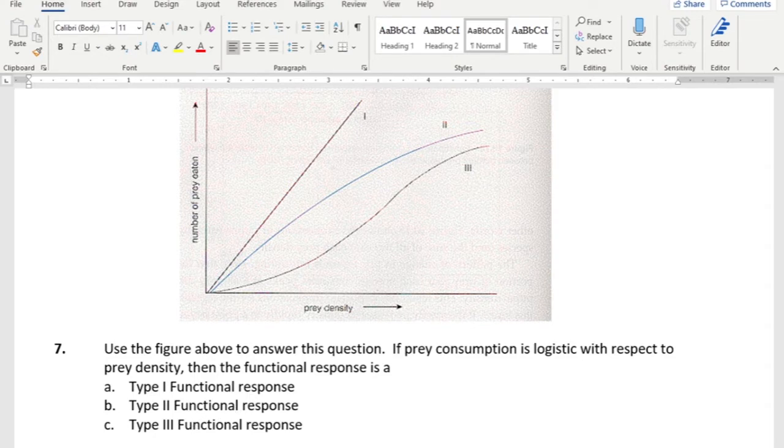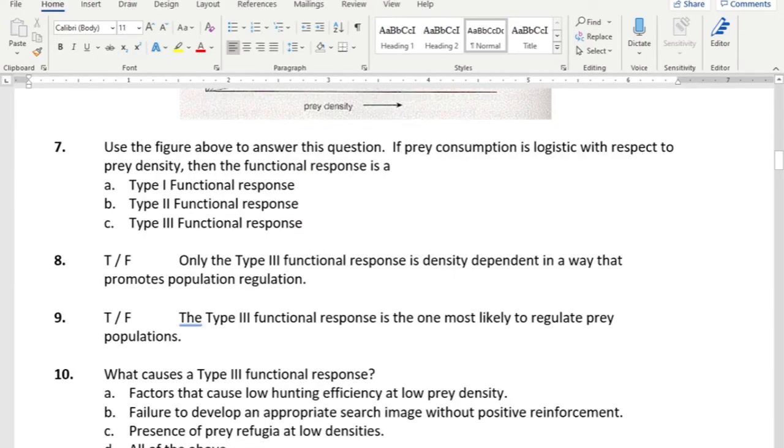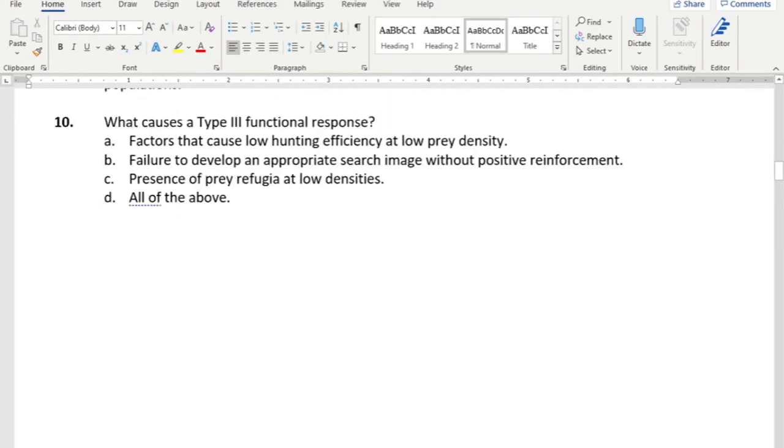The correct answer for 9, the type 3 functional response is the one most likely to regulate prey populations. That is true. Okay, what can cause a type 3 functional response? Well, we just went over that. A, factors that cause low hunting efficiency at low prey density. That's true. B, failure to develop an appropriate search image without positive reinforcement. That's true. C, presence of prey refugia at low densities. That is true. So the correct answer for 10 is going to be D, all of the above.